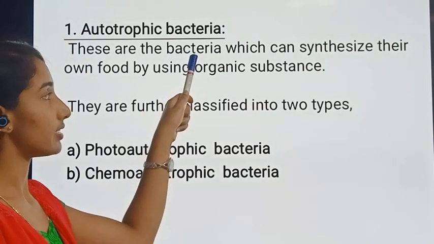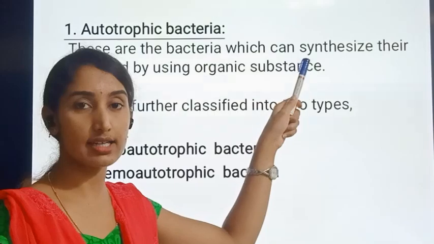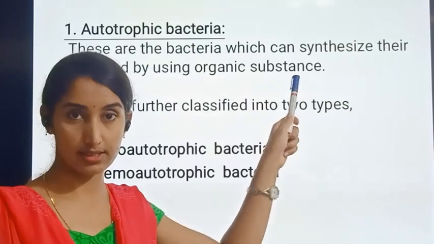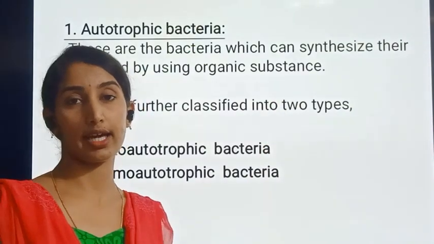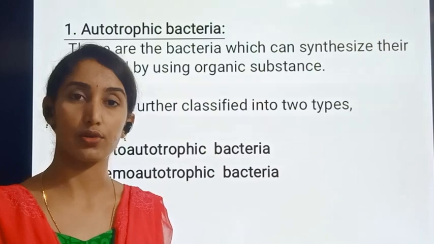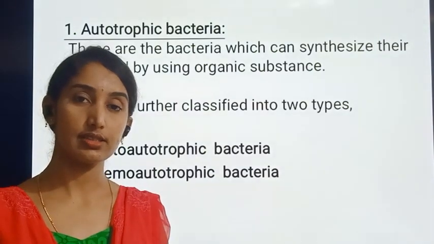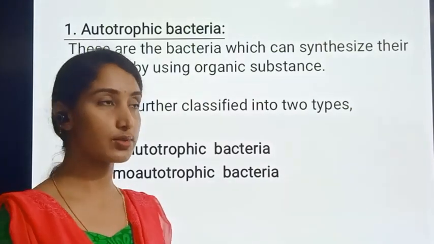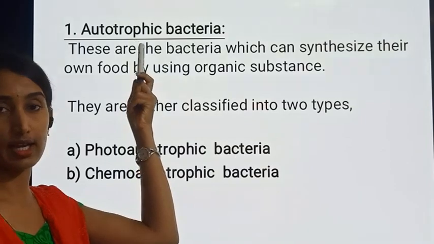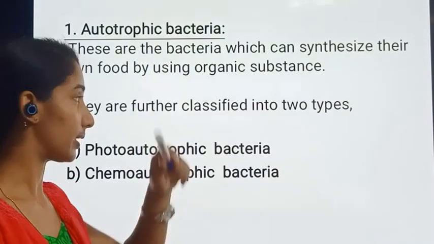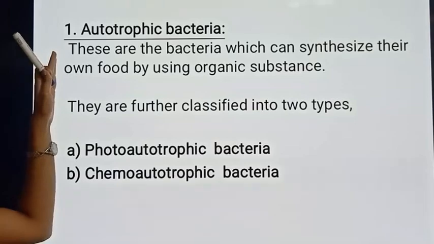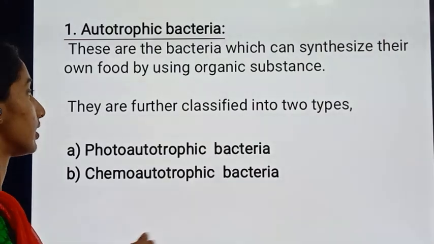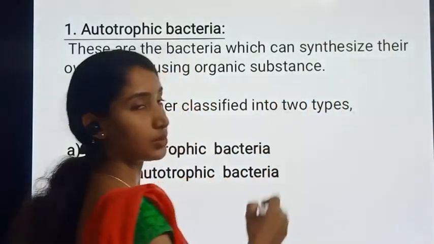We shall repeat. These are the bacteria which can synthesize their own food by using organic substances. Using them as the raw material, these bacteria are preparing or manufacturing their own food, and all those types of bacteria are called autotrophic bacteria. This autotrophic bacteria is further classified into two types.